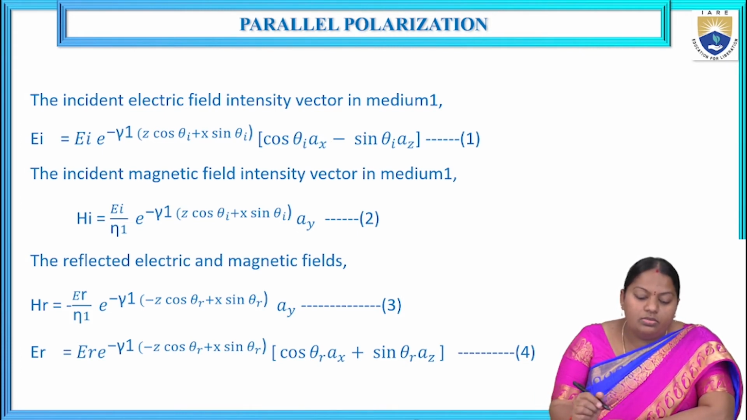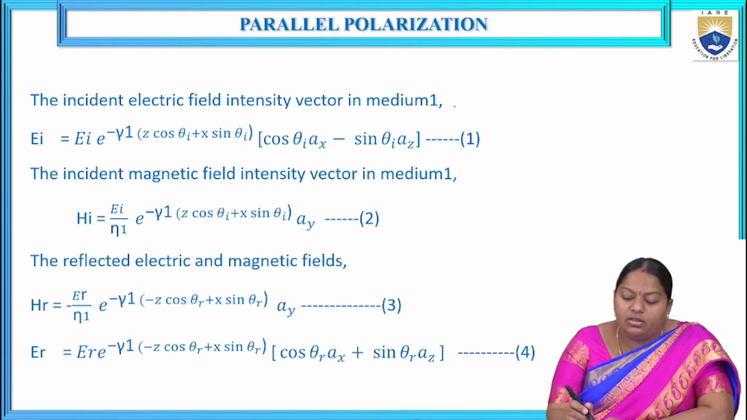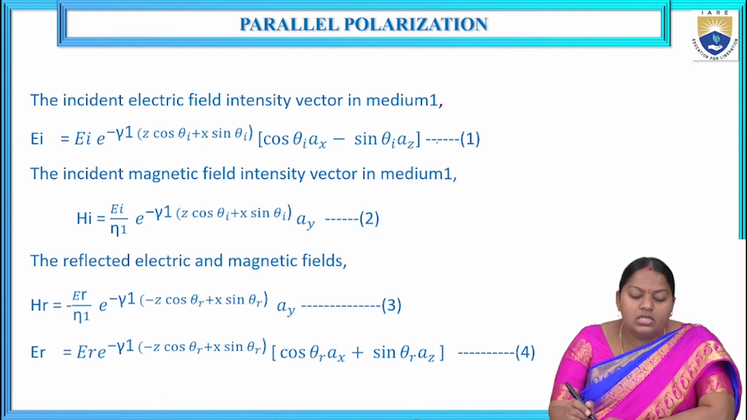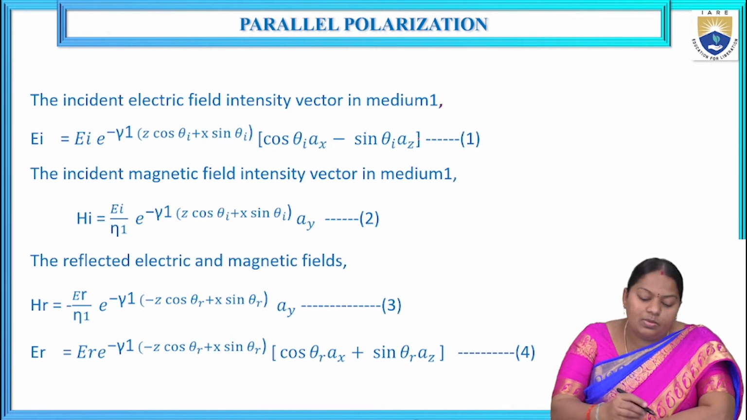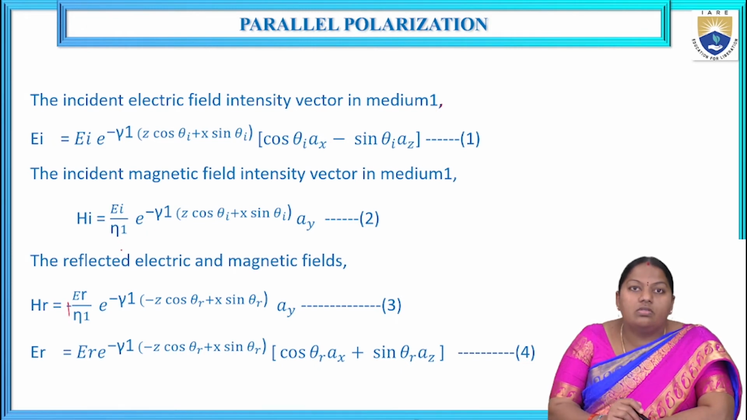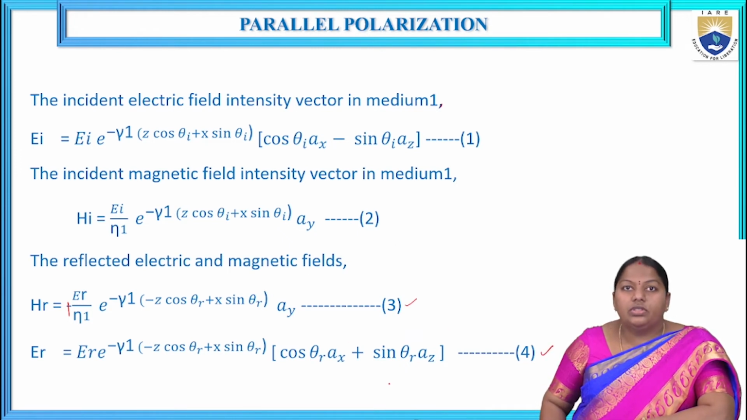Okay. So now the incident electric field intensity vector in the medium 1 means, first consider for the incident wave, electric as well as magnetic field intensity vectors. From the table, EI equal to this and HI equal to this. Similarly, for the reflected electric as well as magnetic field strengths, HR equals ER by eta 1 into this equation and ER equal to this equation. Okay.